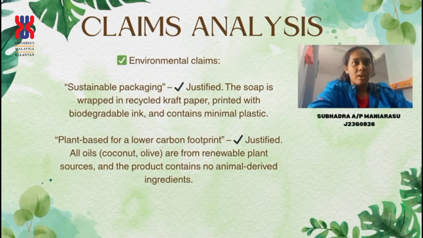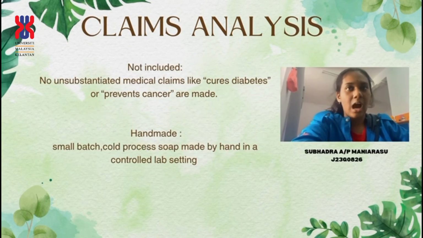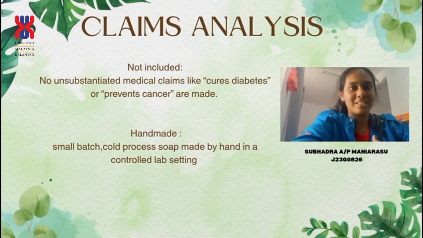Next is plant-based for a lower carbon footprint. We use only plant-based oils like coconut and olive oil with no animal fat, contributing to a lower environmental footprint. In addition, our soap is handmade using a cold process method in small batches under controlled lab conditions, which ensures both quality and authenticity.